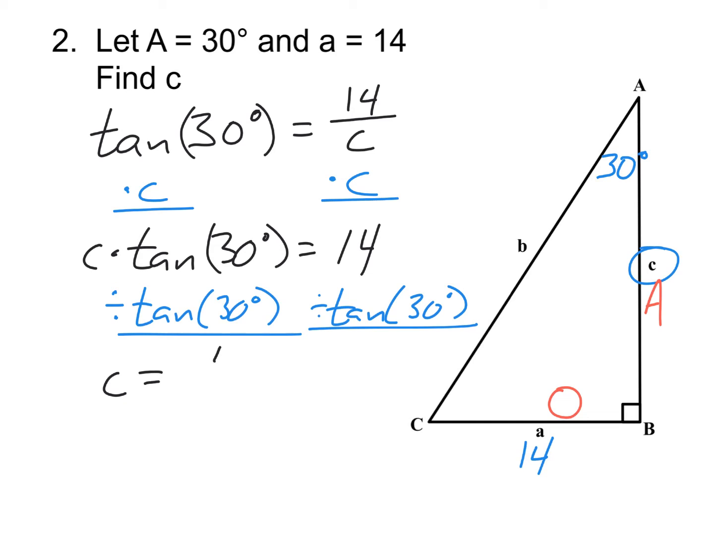So we got C equals 14 over tangent of 30 degrees. Now that we have it written as C equals, we're at the point where we can actually do that calculation. So now it's time to break out the calculator and do 14 divided by tangent of 30.